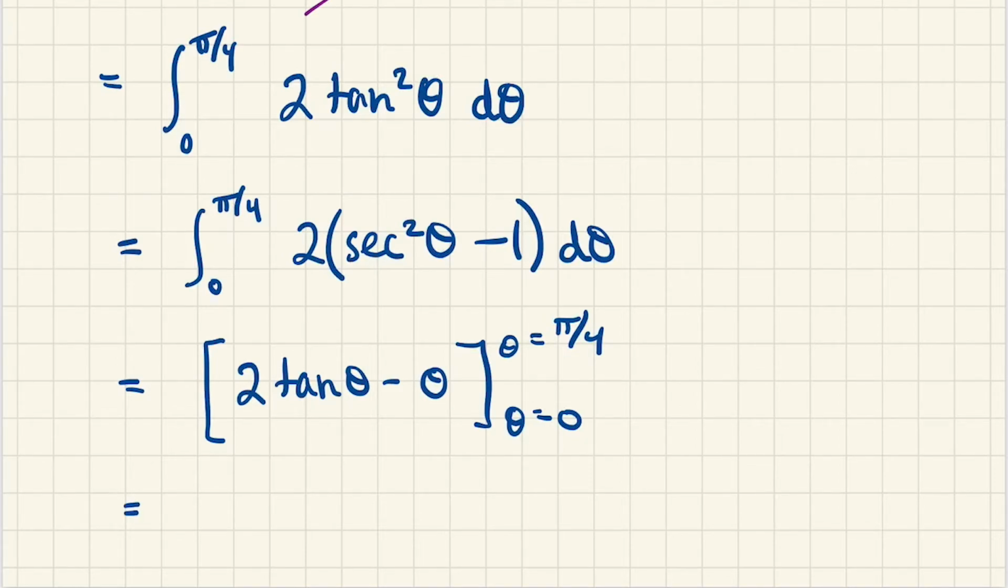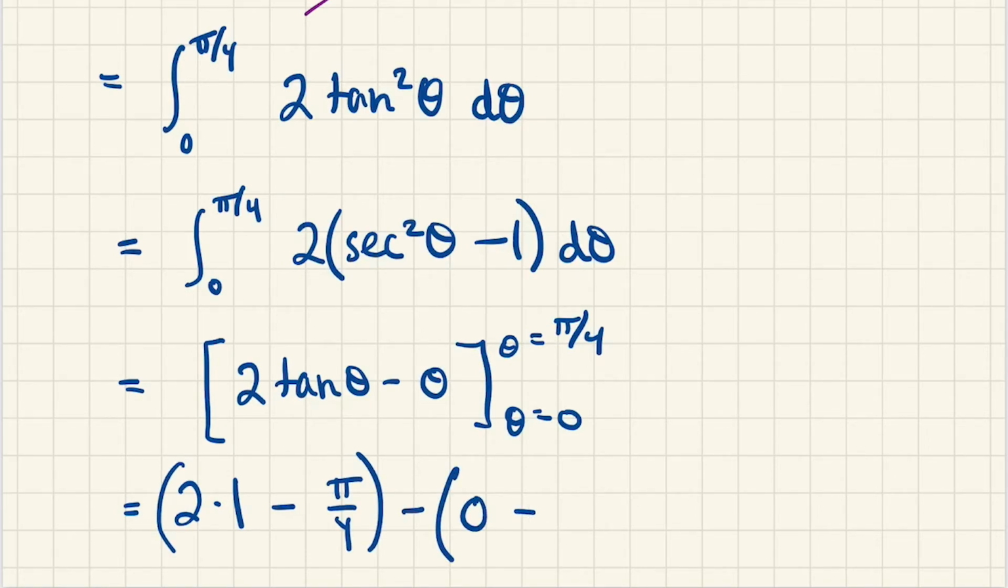So plugging pi over 4 in, we get 2 times tangent of pi over 4, which is 1, minus pi over 4. And plugging 0 in, we get 0 minus 0. So our final answer is 2 minus pi over 4. All right.